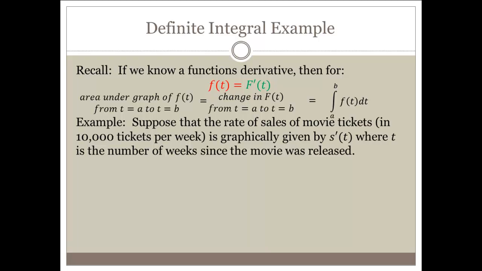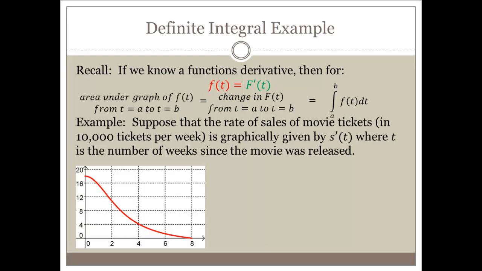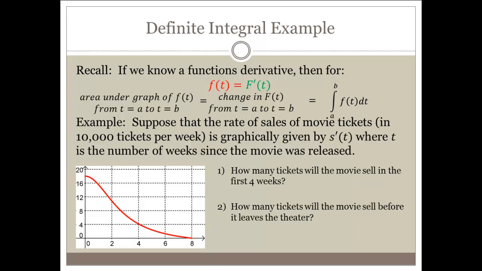Suppose that the rate of sales of movie tickets, in tens of thousands of tickets per week, is graphically given by s prime of t, where t is the number of weeks since the movie was released. Notice here that s prime of t keeps track of how fast we are selling the tickets, where s of t is the total number of tickets sold since the movie was released. What we want to find is how many tickets will the movie sell in the first 4 weeks, and how many tickets will the movie sell before it leaves the theater.